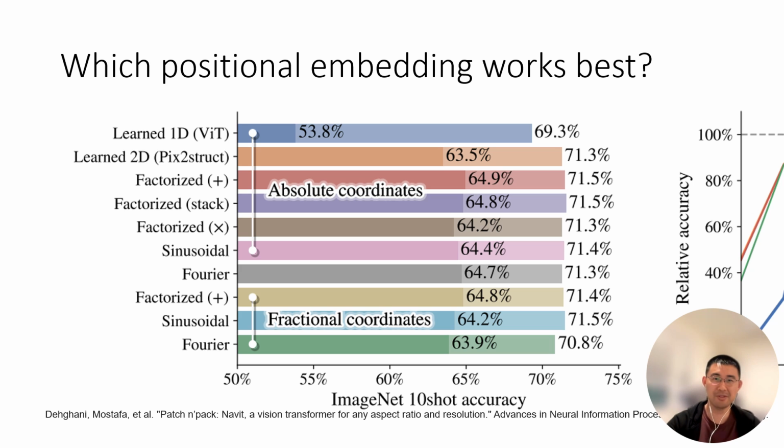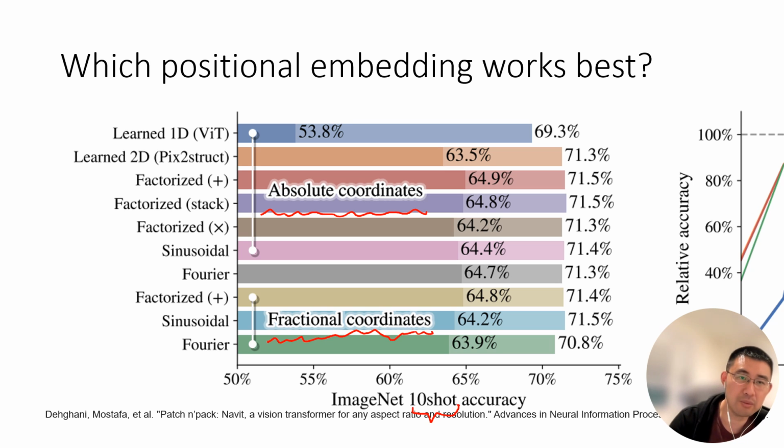So this is the result. Note that this is an ImageNet 10 shot accuracy. So take it with a grain of salt because it may behave differently on different data sets. What the author found out is they compared the absolute coordinates, which is 1, 2, 3, 4, 5, 6. It seems like it's working not too bad, just working fine. And the fractional coordinates that we just talked about, the maxing out to 100%.